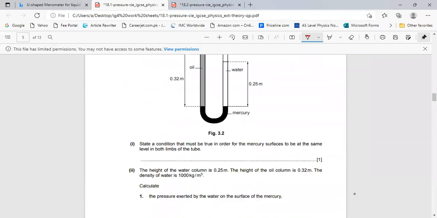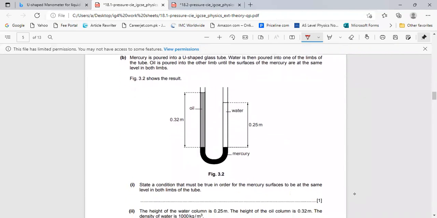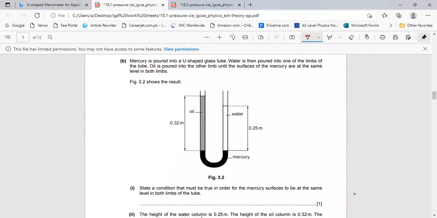Okay, this one. Mercury is poured in a U-shaped glass tube. Water is then poured into one of the limbs of the tube. Oil is poured into the other limb until the surfaces of the mercury are the same in both limbs. Okay, so now there are 3 things. This is the mercury, which is at the same level, and then water is in one limb and oil is in the other, and the heights are given. This is the height of the water and this is the height of the oil.